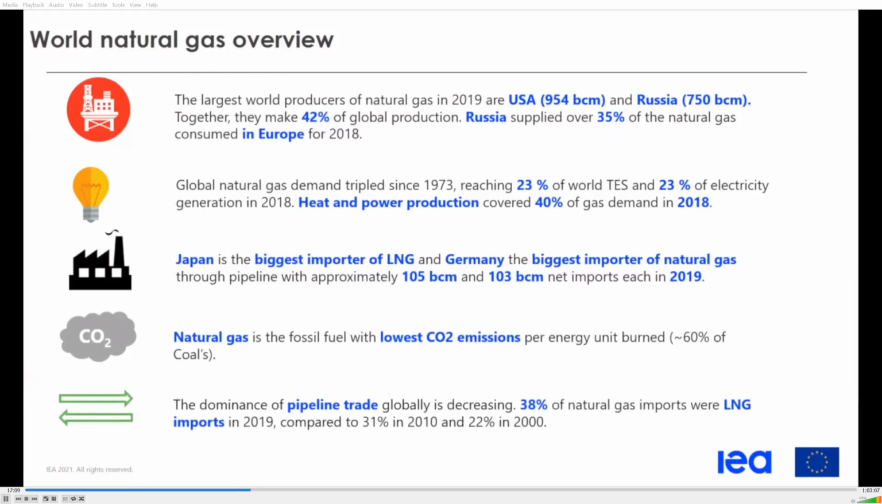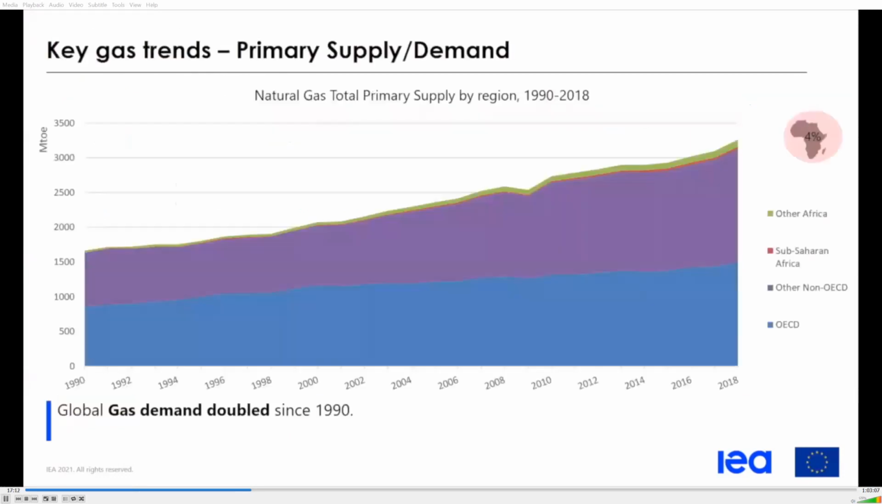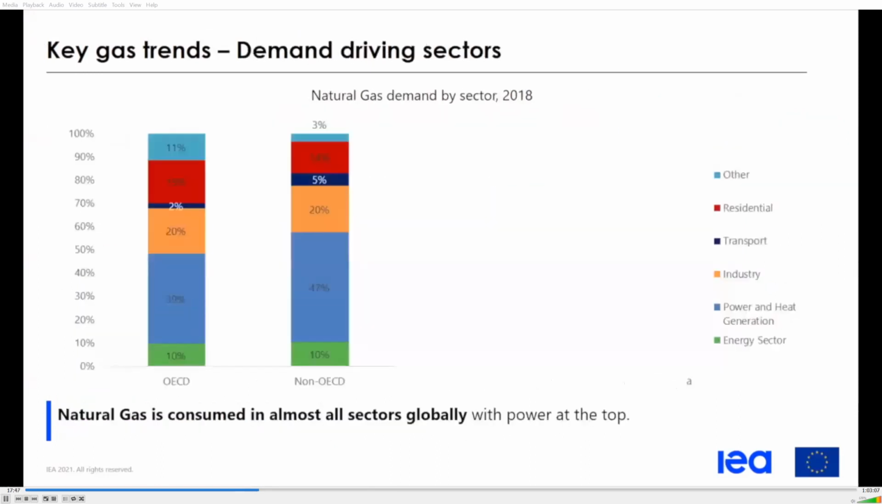Now, let's have a look at Africa's situation. So, global demand for gas doubled since 1990, but in the case of Africa, it almost quadrupled in the same period. It still represents only 4% of the global demand, but the growth is still very impressive. This growth, as for any country, is mostly driven by electricity demand. We'll see it right now.